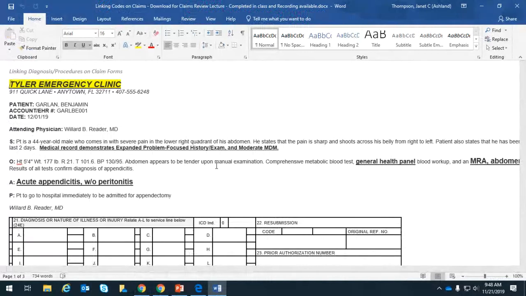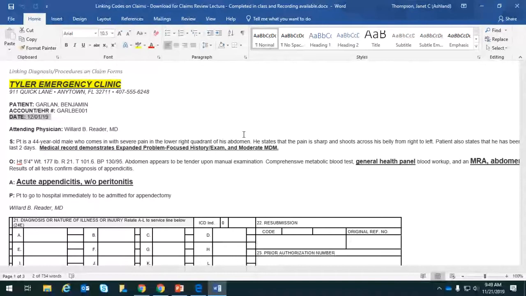So we have a SOAP note. The patient was Benjamin Garland. The date was December 1st, 2019. Okay, this is what I'm looking at here. The subjective: patient's 44 male with severe pain in the lower right quadrant of abdomen. Medical record demonstrates expanded problem focus history and exam and moderate medical decision making. So that's the level of service that was provided, and this was an emergency department visit.